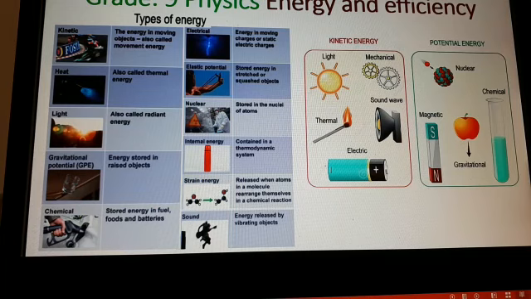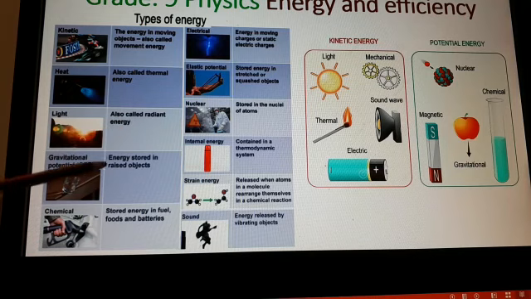Kinetic energy, we already explained that one. Kinetic energy is the energy in a moving object, also called movement energy. Do you remember how to calculate it? Kinetic energy is equal to half m v squared. Then heat energy. Heat energy is when something burning releases heat, that is also called thermal energy. Then light energy, also called radiant energy.